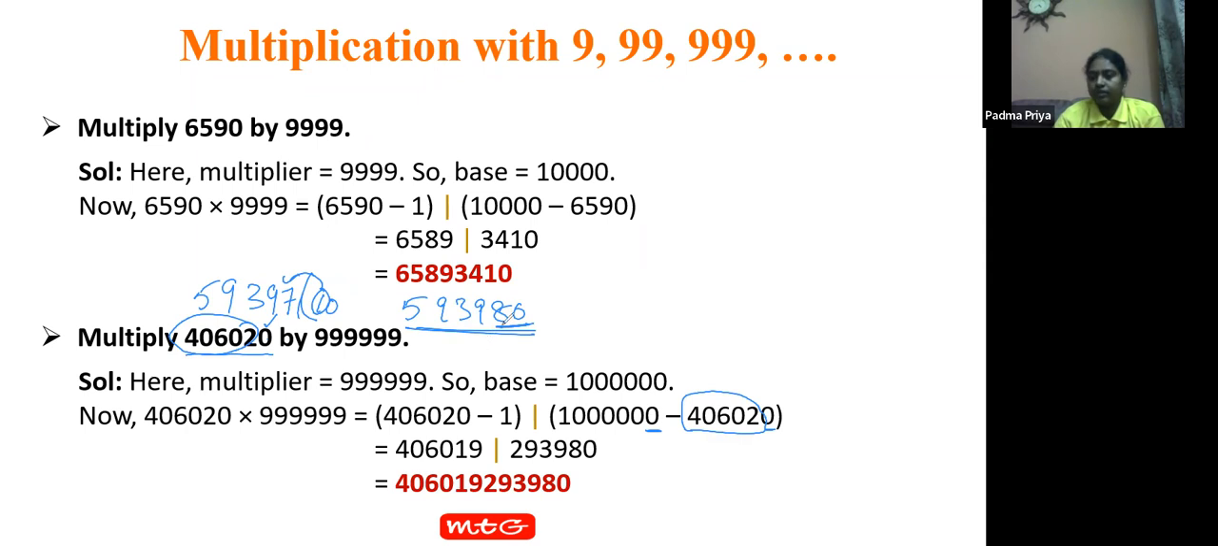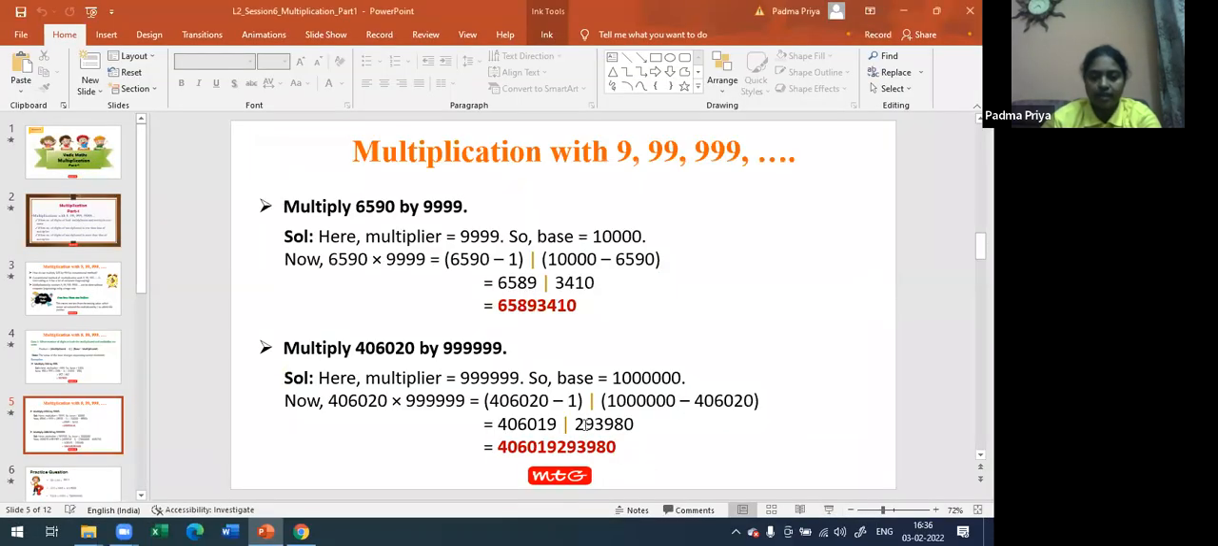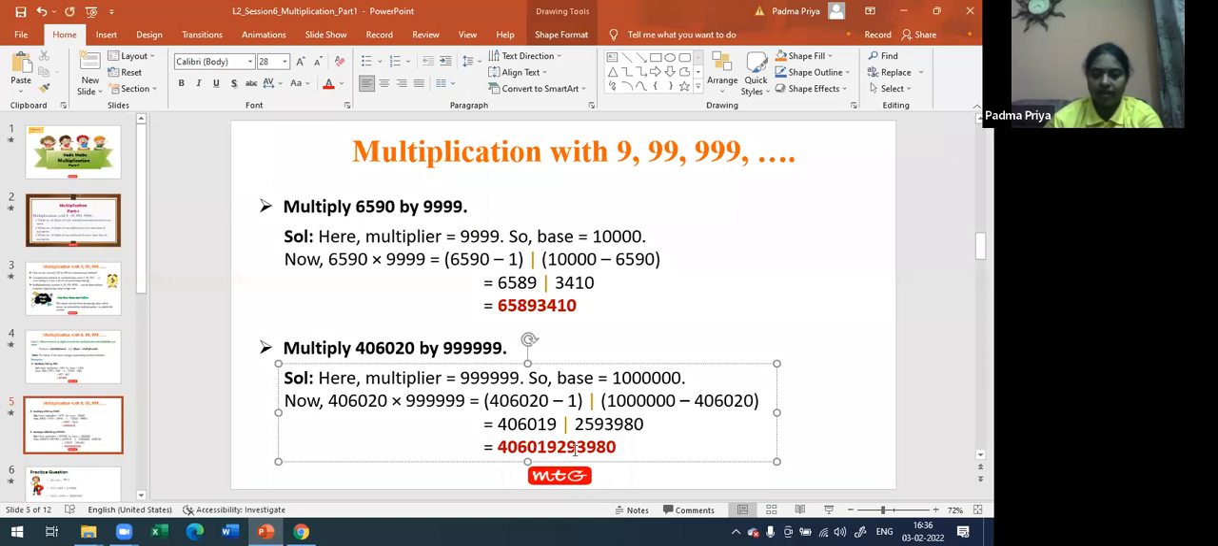Excuse me, ma'am. In this answer, you have written 40601929398 but it should be 593980. Just give me a second, let me correct it. Okay, it should be 59, correct? Yes, you are absolutely correct here. It's 59. Oh, now it's clear.